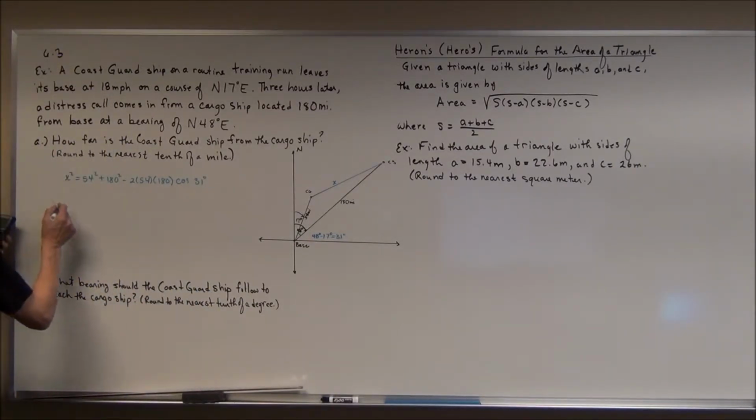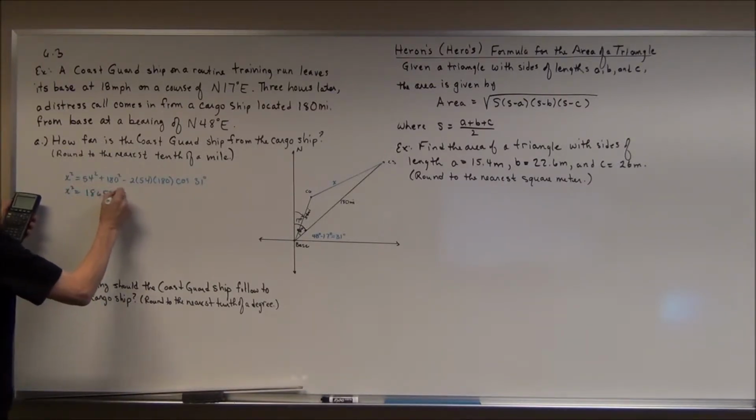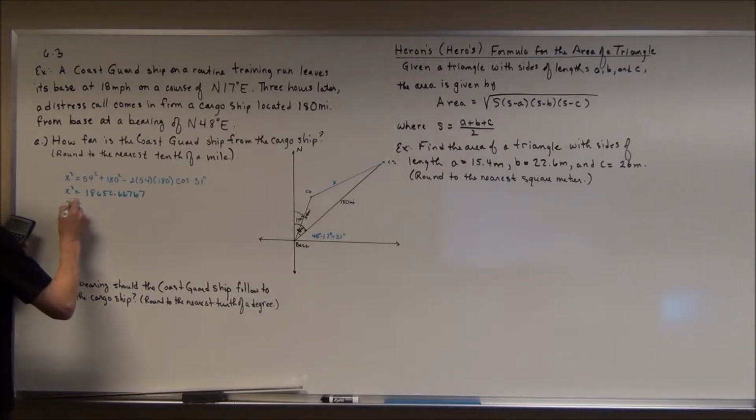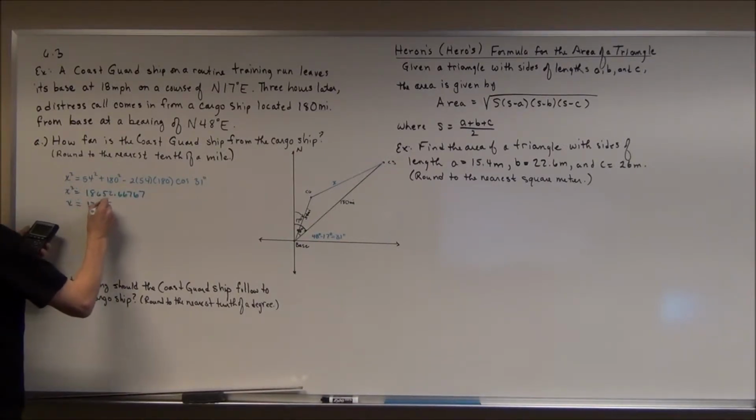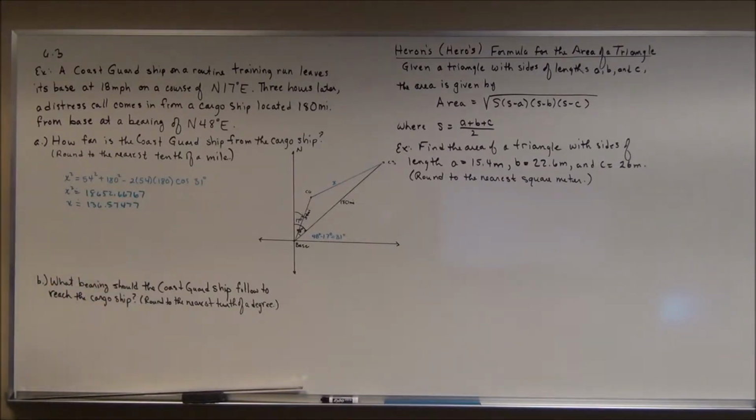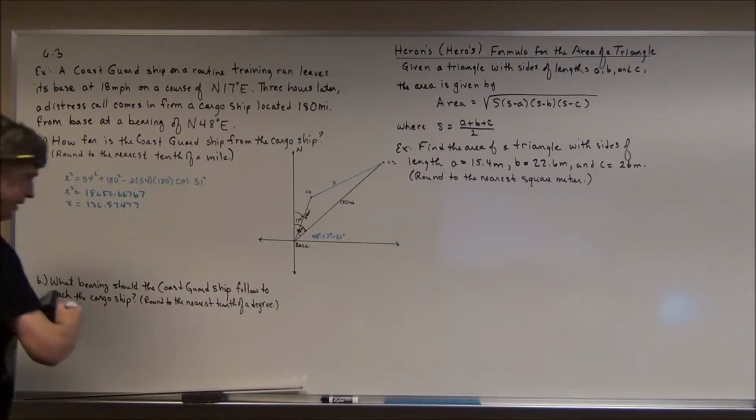equals 18,652.66767. So if I take the square root of both sides, and I raise this to the 0.5 power, I get x is approximately 136.5747. That's close enough. And we're going to round this to the nearest tenth of a mile. So to the nearest tenth of a mile would be 136.6.